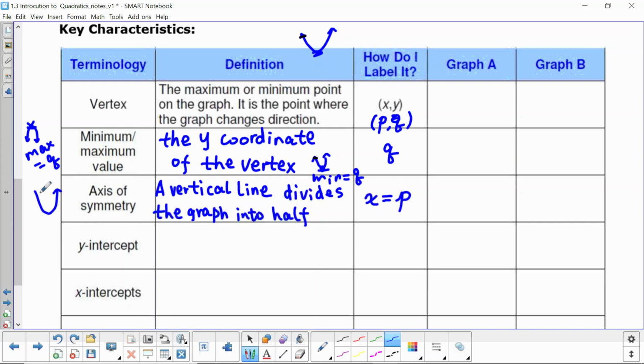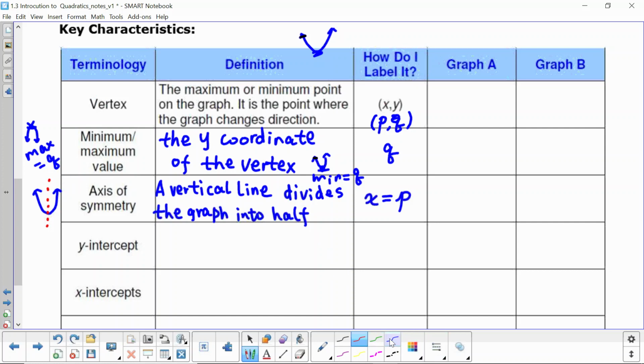If we graph it, then you have a line at the middle of the parabola, dividing the parabola into equal halves. And this line is x equals p.